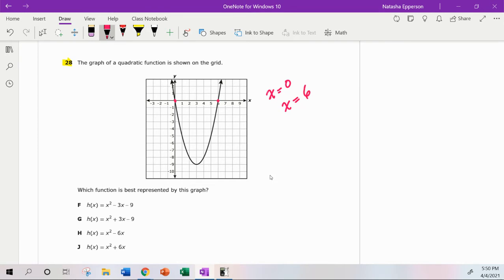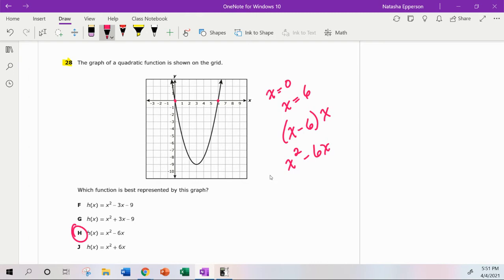Okay, so that means when I talk about this in my equation, I have x minus 6, it's going to be the opposite when I put it in parentheses, times, in order for x to be 0, I'm going to have x. So I'm going to go ahead now and distribute my x. That's going to give me x squared minus 6x, which is our answer choice H.